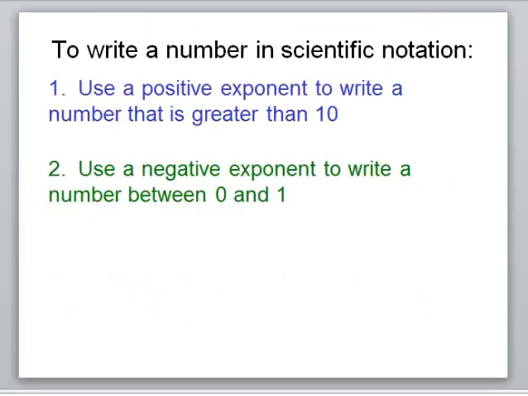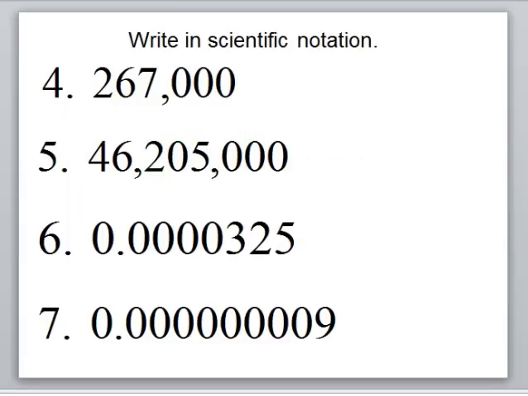So to write a number in scientific notation, one of the things we're going to do is use a positive exponent to write a number that's greater than 10. And we'll use a negative exponent to write a number that's between 0 and 1, or those decimals. So let's practice writing some things in scientific notation.